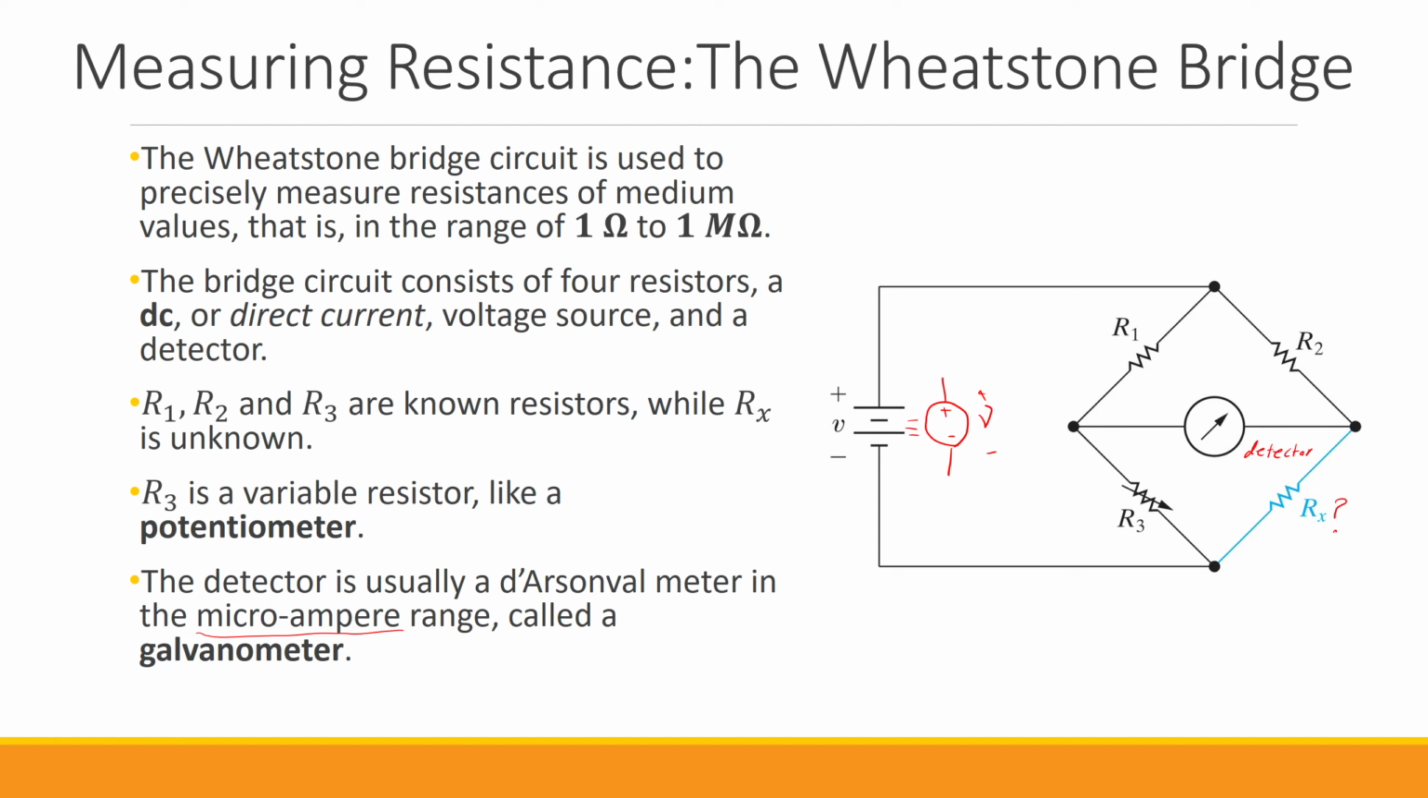So let's quickly go over all the components. We have R1, R2, and R3. We know the values for R1 and R2, and also we know the range of the values for R3. What we don't know is Rx. We have this DC or direct current voltage source that basically powers up the whole circuit. And then we have this detector connected between these two nodes that is measuring the current that goes through this wire.